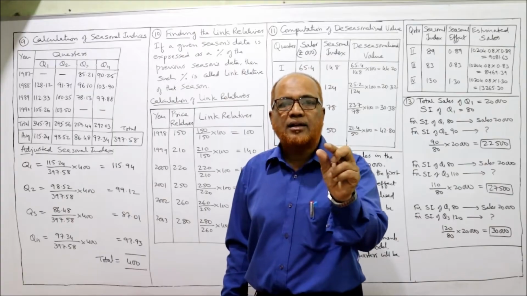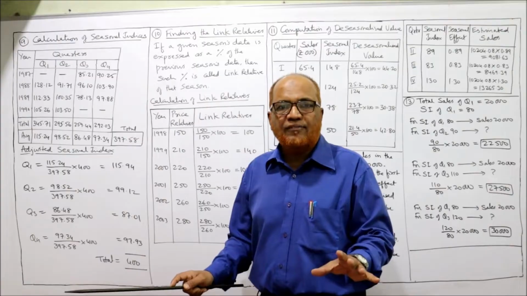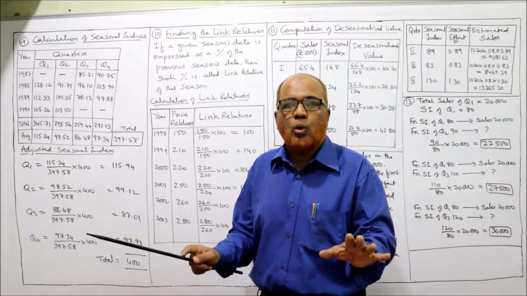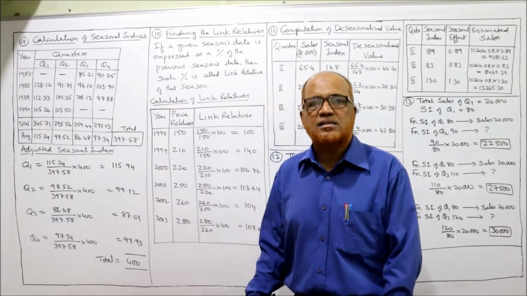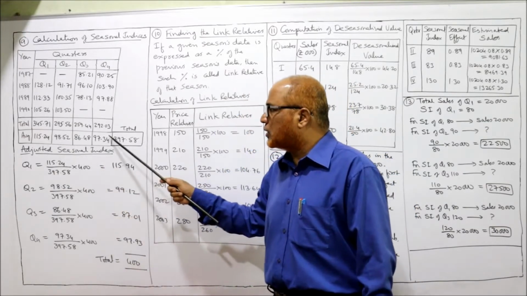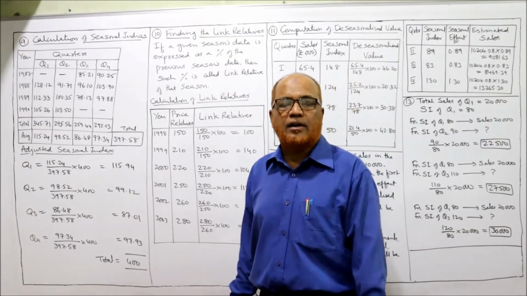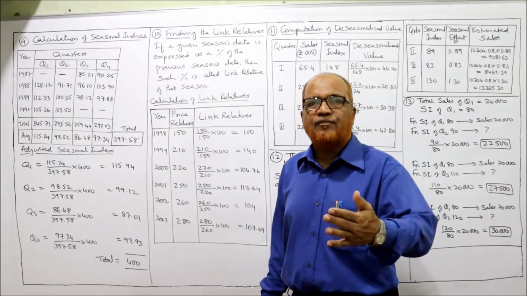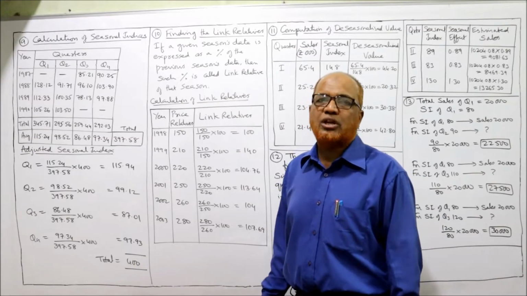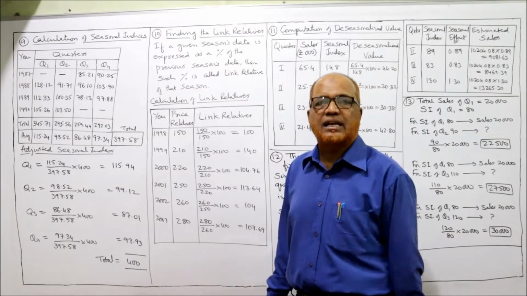Now you calculate the total of these averages, you must get 400. If you are getting 400, then the solution will be over. That means these average values are the seasonal indices. But here when we calculate the total, it is coming to 397.58. We are not getting 400. So in order to make it 400, by interpolation we will find out the seasonal indices. That is adjusted seasonal indices.